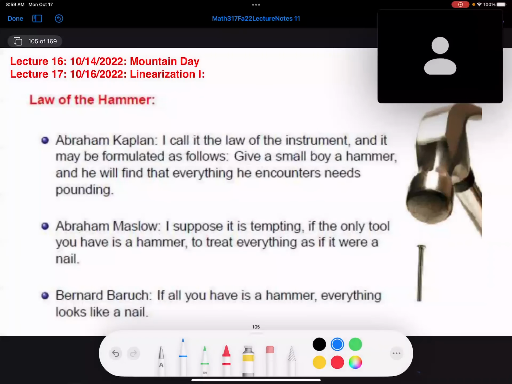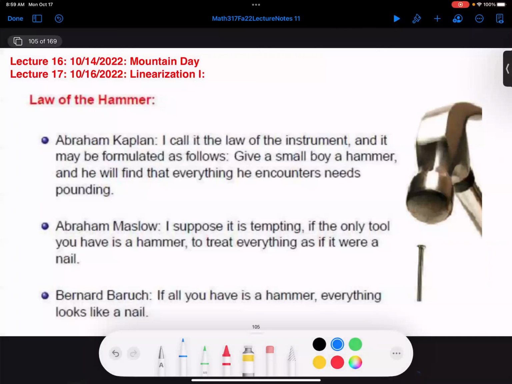Okay, so welcome to Math 317 Operations Research. We're completing our unit right now on linear programming. And so we're going to be focusing for the last little bit on integer programming and some of the challenges that arise from this, but as well as some of the opportunities.